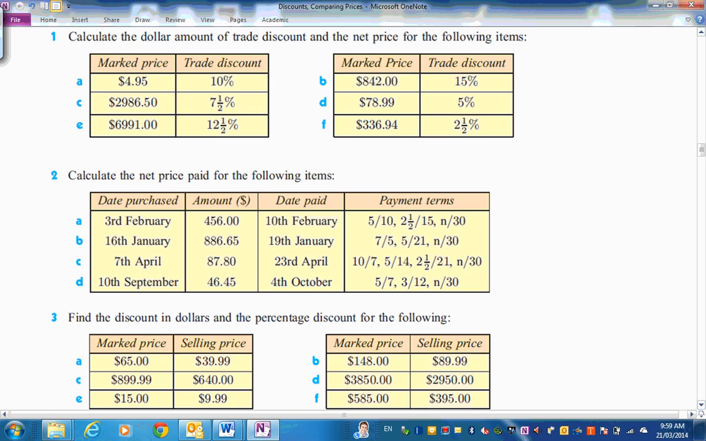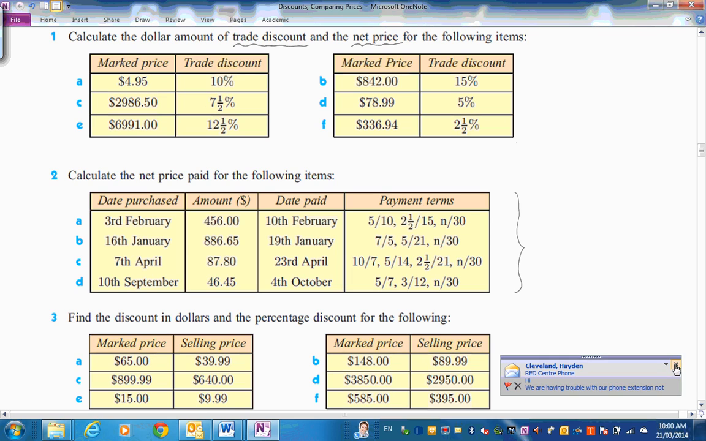So I want you to work out the dollar amount of trade discount and the net price. So you actually do want the discount, so you can still do it the quick way, but then you have to take the discounted price away from the mark price to find the actual dollar discount. And calculate the net price paid. So in this one, you can go straight to the answer. You don't need to work out the discount, and see how you go.